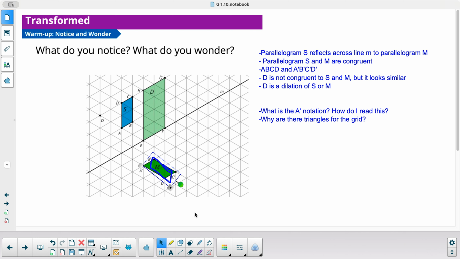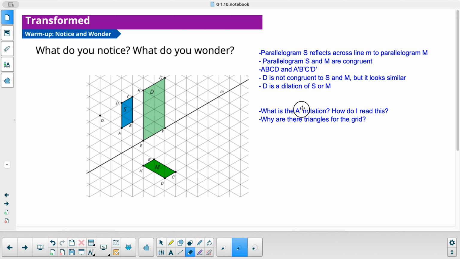I need to reflect it here. There, you can tell that they're exactly the same. They're congruent. What's this notation? A, B, C, D, and then this little mark up here next to the A. That's called prime. So I'd call that A prime, B prime, C prime, D prime. D is not congruent to S, but it looks similar. So same shape, maybe different size. D looks like a dilation of S or a dilation of M.